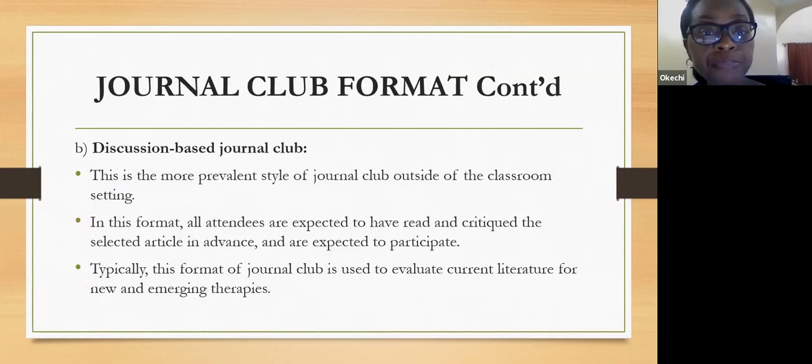Next slide. Then the discussion-based journal club is a more prevalent style of journal club outside of the classroom setting. In this format, all our attendees are expected to have read and critiqued the selected article, just like we have. This article has been posted many weeks back. So it's expected that attendees have read and critiqued the article for discussion. This format of journal club is used to evaluate current literature and emerging therapies. Next slide.